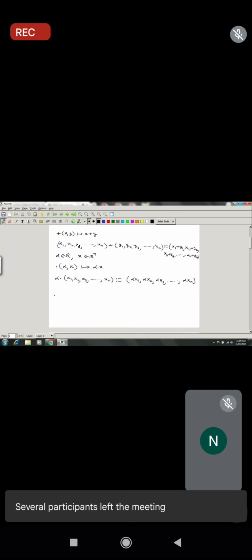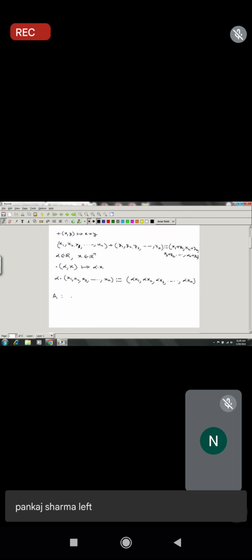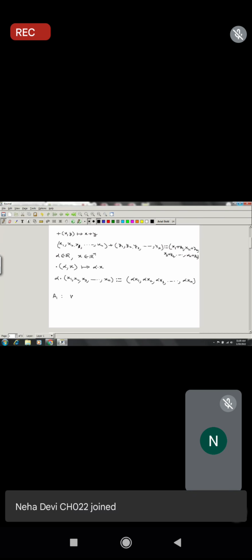So now we come to property number 1. Can someone tell me what is property 1 under addition? Commutativity under addition. Very good. So we take any x, y in Rn.